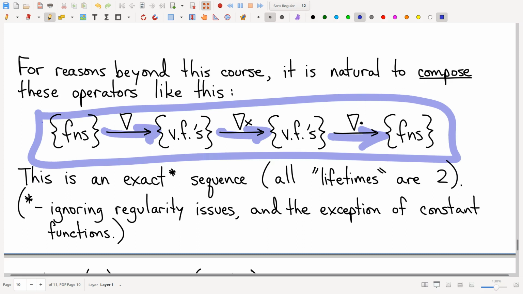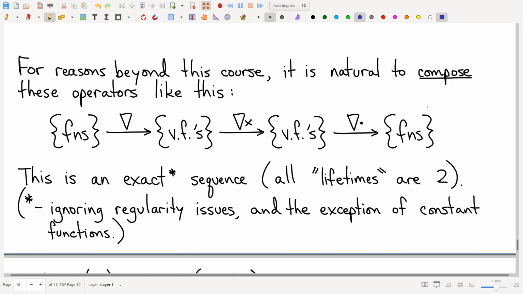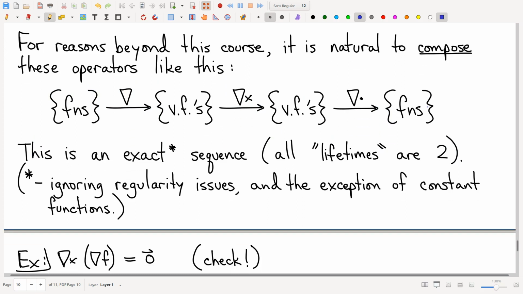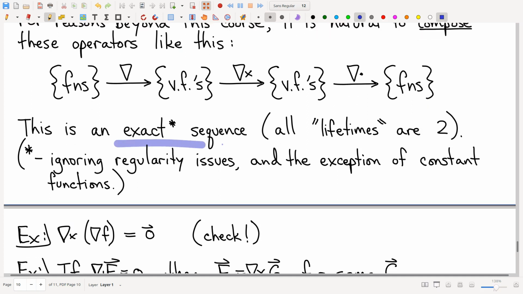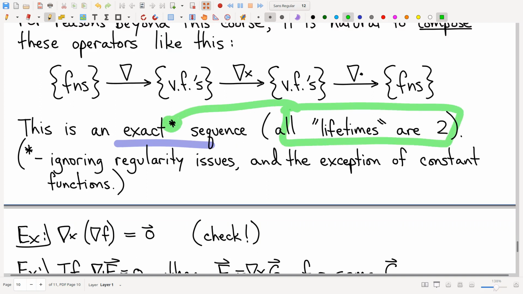Again, wouldn't it be nice if we had time to talk about that? So what I'm going to tell you, just to get you thinking about it, to try to get you to believe my statement here. This is what we call an exact sequence. Exact means that, as I like to say it, all lifetimes are 2. Let me show you what I mean by a lifetime.